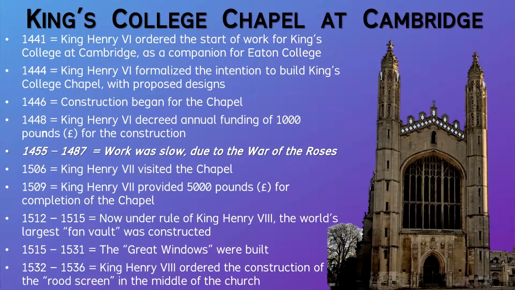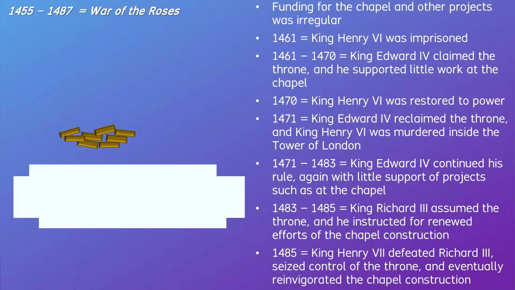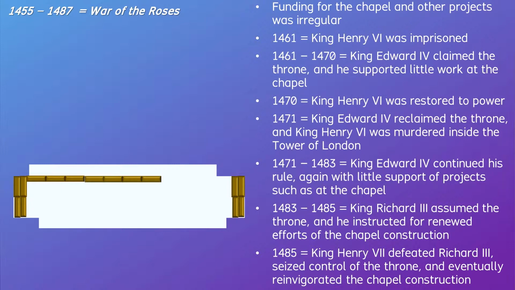During the years 1455 through 1487, construction was slow at the chapel and at many other royal projects due to the series of wars known collectively as the War of the Roses. Different rivals to the throne of England campaigned in war against each other. Under those circumstances, King Henry VI could not provide a steady flow of funding for the chapel. He was imprisoned in 1461, and he was murdered inside the Tower of London 10 years later, in 1471.